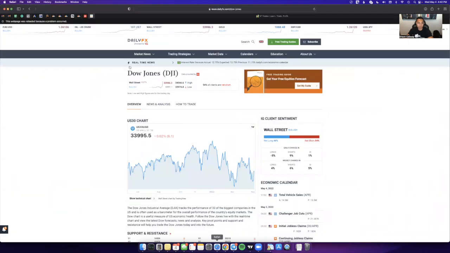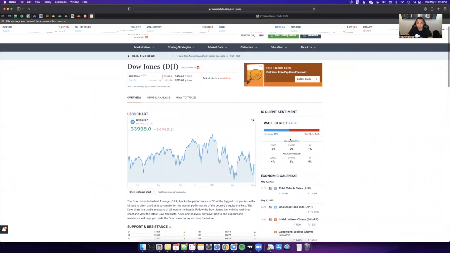I'll pull it up over here real quick. So as you can see right here, this is the IG sentiment. Basically, what you're looking for here is where the majority of retail traders are trading. So if the majority of traders are trading long, meaning they're buying, you want to do the opposite and sell. Vice versa, if the majority of retail traders are selling, you want to do the opposite and go long. So you want to buy if they're selling, and sell if they're buying.